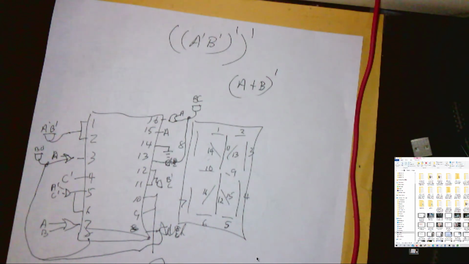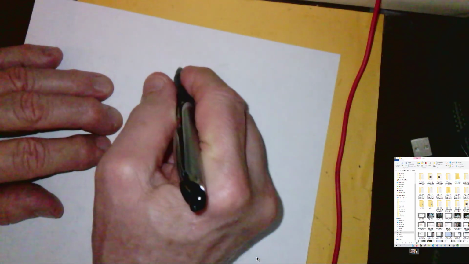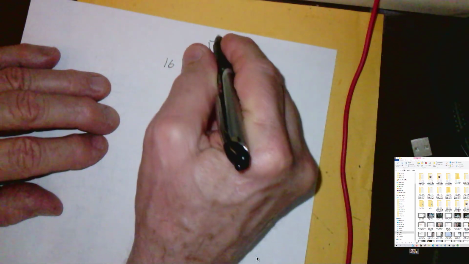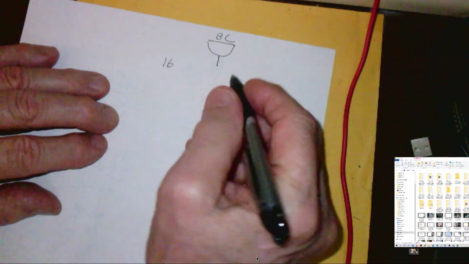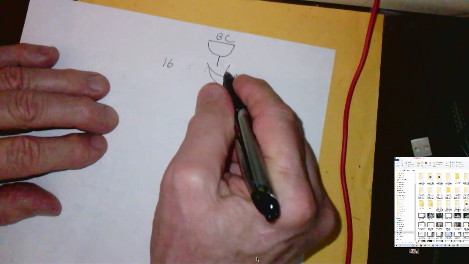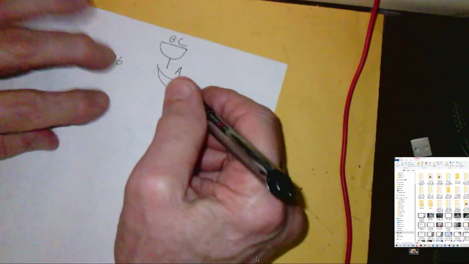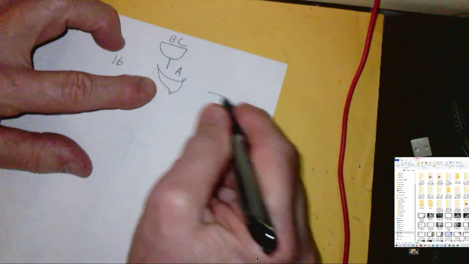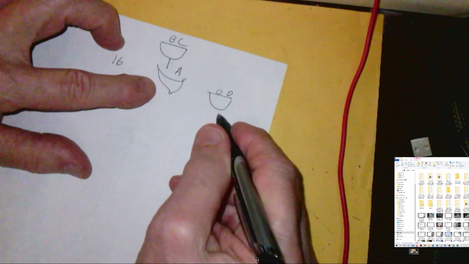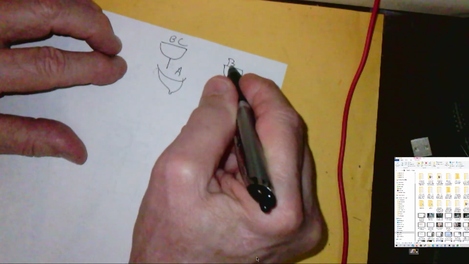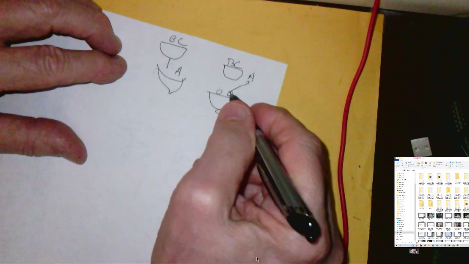So, let's see this one. Okay, so this was for pin 16. For pin 16, I had BC going into an OR gate, and it also had A. Now this one, I can just do my standard, right? I can substitute in, for the OR gate, an AND gate with bubbles on the inputs and 1 on the output. And then I still have my BC up here, and I have my A going in here.